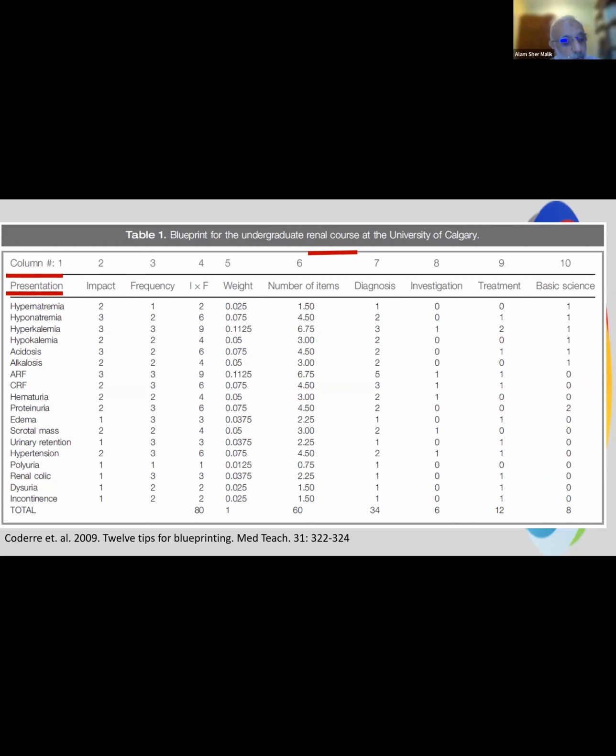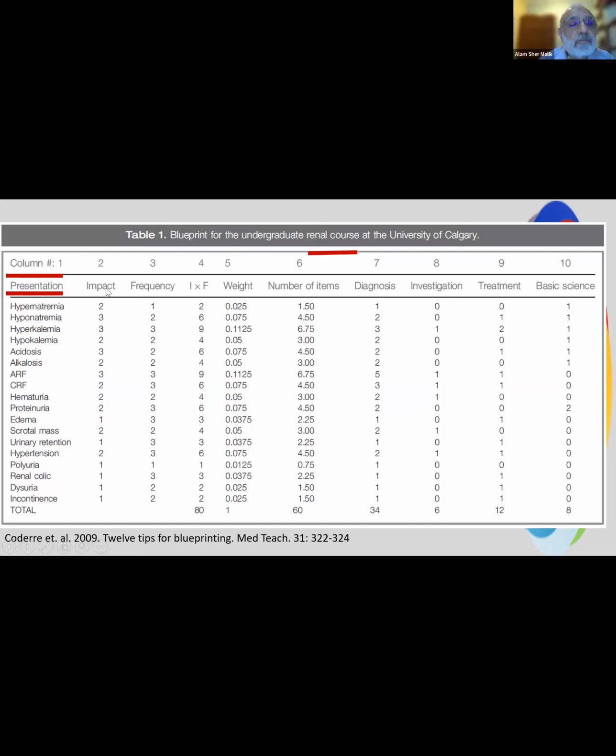Impact means how important that topic is for a medical graduate, and frequency means how frequently those situations arise. For example, in developing countries like Pakistan, if we talk about pediatrics, gastroenteritis is a common problem, and then there would be electrolyte imbalance, whether hyponatremia, hypernatremia, etc. So in that situation, the impact is very high, whether 2 or 3, and it is very frequent.